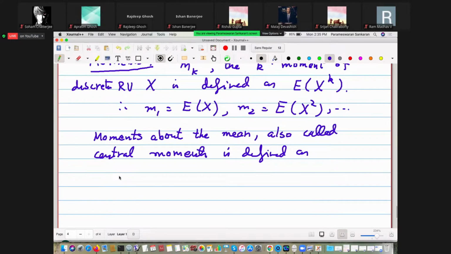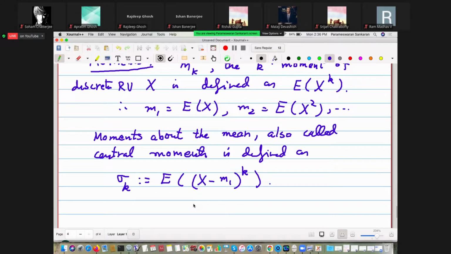So you see some notation is required. I am not used to this notation sigma k. We usually denote it by mu k, but the book denotes it by sigma k. So this is the kth central moment, sigma k. What is this? This is expectation of you replace x by x minus m1, and then take its kth power and compute its expectation, that is this one.